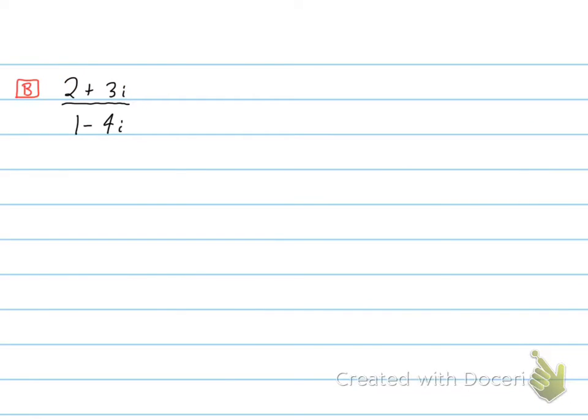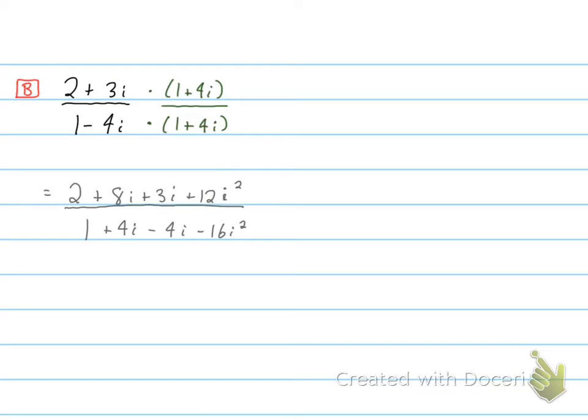One more example, and that'll be it for today. I have 2 plus 3i over 1 minus 4i. So again, I'm going to multiply the top and bottom by the complex conjugate of the denominator. The complex conjugate here would be 1 plus 4i. When I do this, I have to FOIL on top, which will be kind of a long process, but the more times you do it, the easier it'll get. Here I should get 2 plus 8i plus 3i plus 12i squared all over 1 plus 4i minus 16i squared.